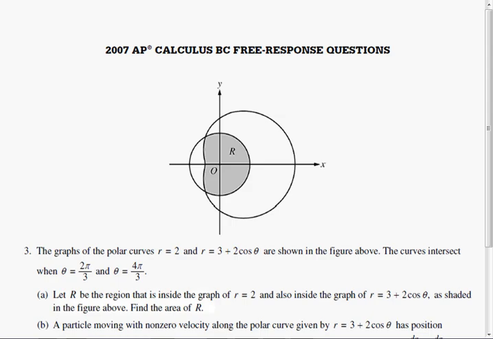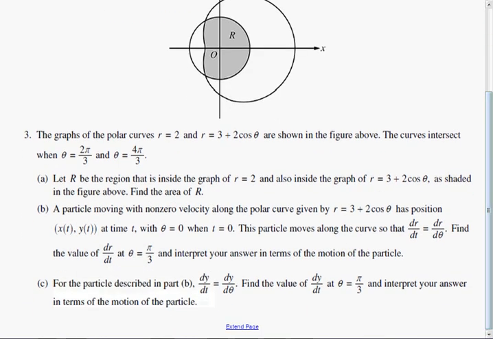Okay, how about this one? This one's tough. A is the hard part. We never got to this problem.